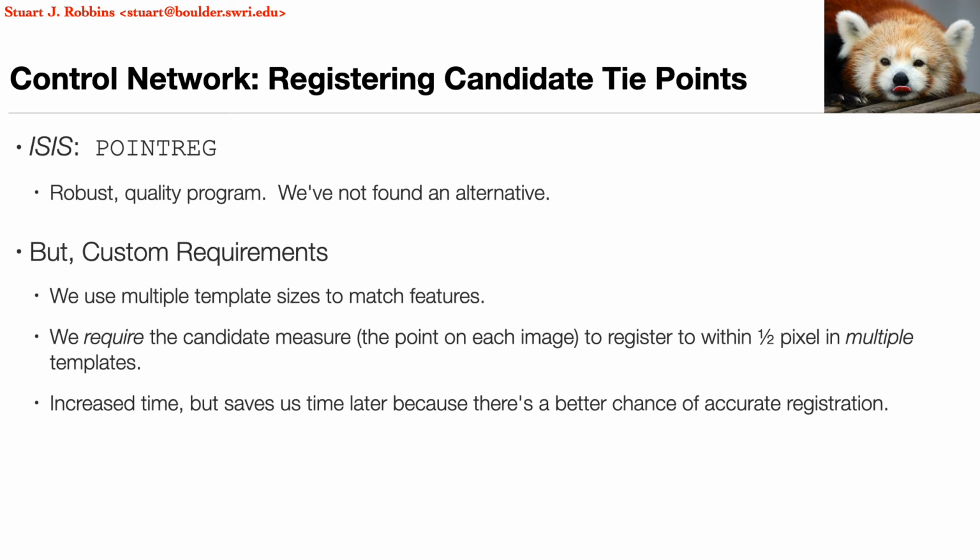The next step is that we have to register those candidate tie points. In this case, we use the ISIS program called PointReg, but we apply some custom requirements. We use multiple template sizes to match features, and we require that the candidate measure for each point register to within half a pixel in multiple templates. While that does increase some time, it saves us more time than it uses, because it saves us more time later since there's a better chance of accurate registration. It's not guaranteed by far, but it's a much better assurance that it's probably an accurate registration to a correct feature.